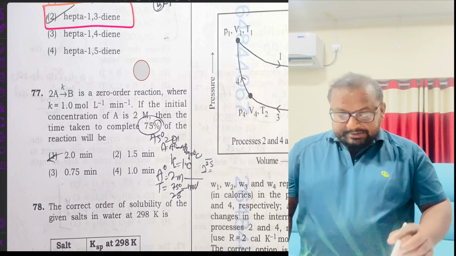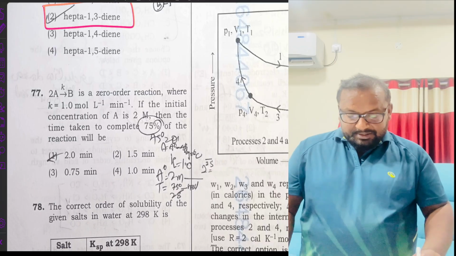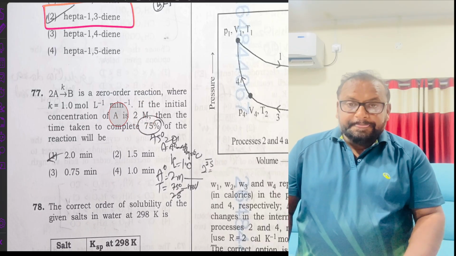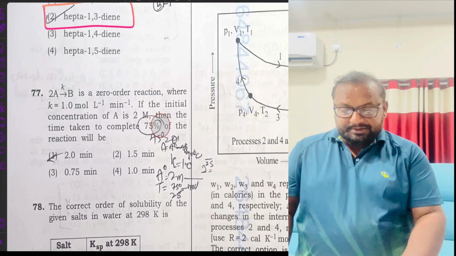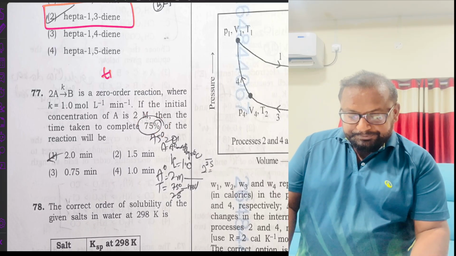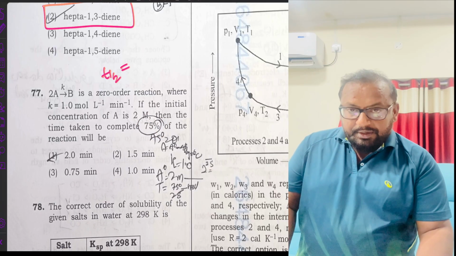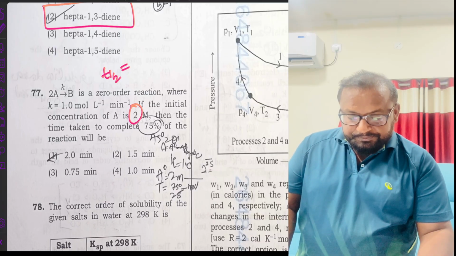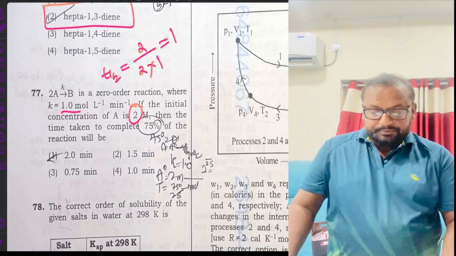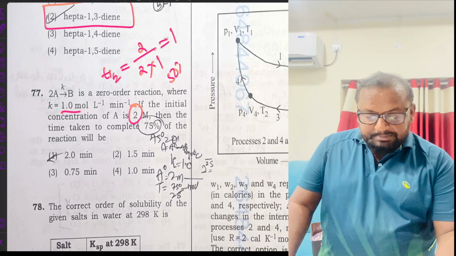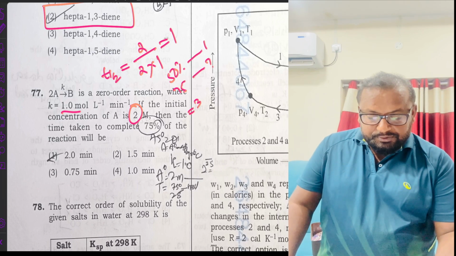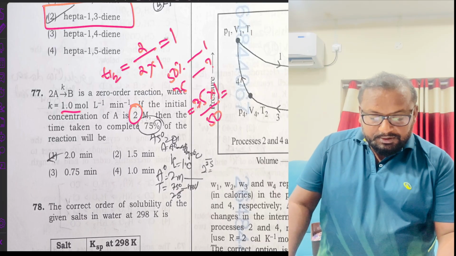This one is a zero order reaction. K is given to us and A is given to us, and we ask for T75. So first let us find T1 by 2. T1 by 2 equals A0 by 2K. So A0 is 2, by 2 into K, which is given as 1. So T half is 1. That means 50% of the reaction completes in 1 minute. 75% will complete in how many minutes? Equals 75 into 1 by 50. This is 3 by 2. So 1.5 minutes only.